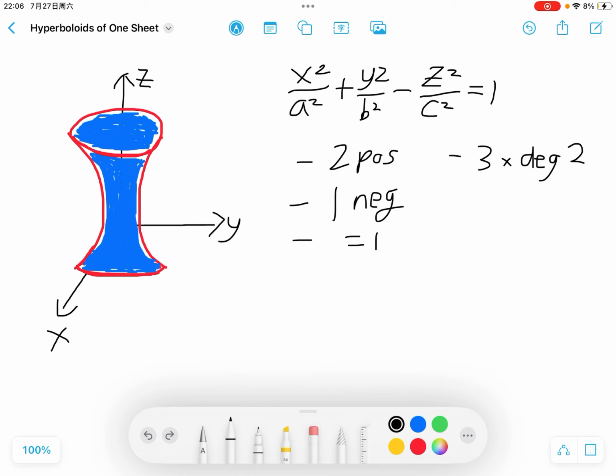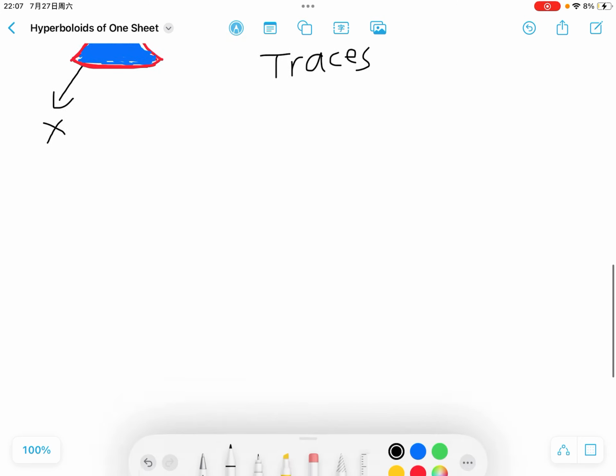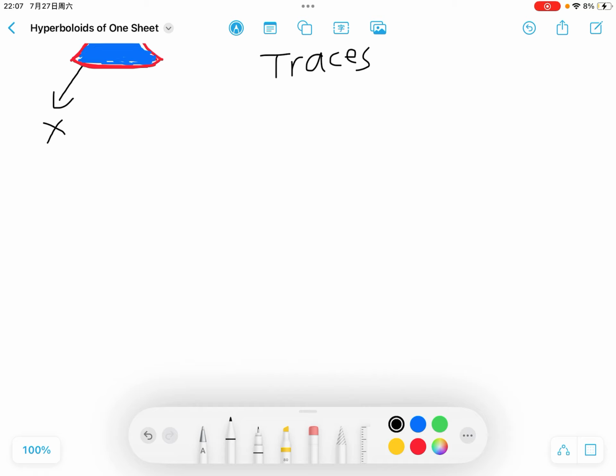So now let's learn how to graph a hyperboloid. So basically we have traces. And basically traces are a fast way to help us graph 3D equations by first graphing the 2D appearances of them at different angles and perspectives. So there are three traces.